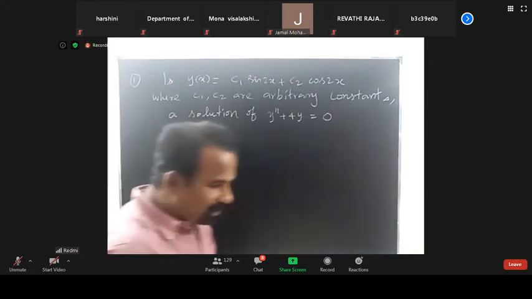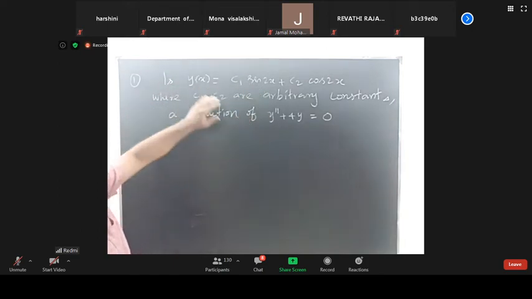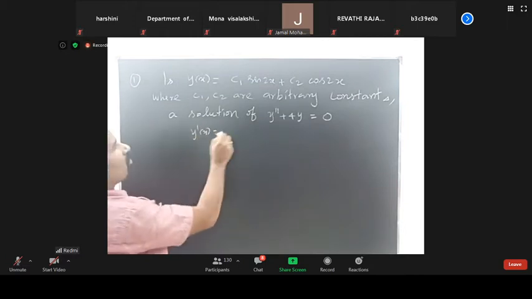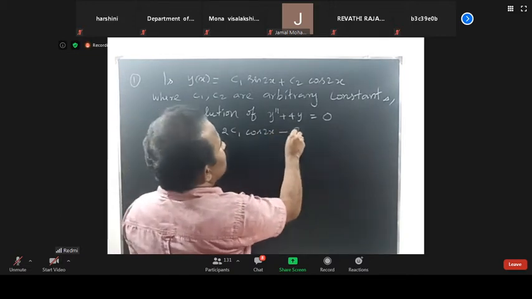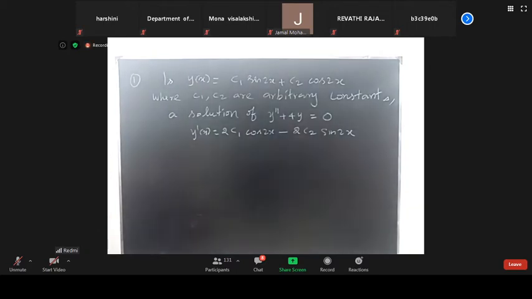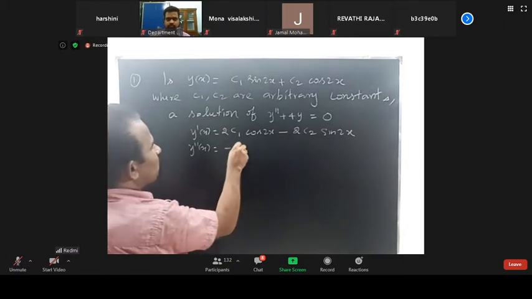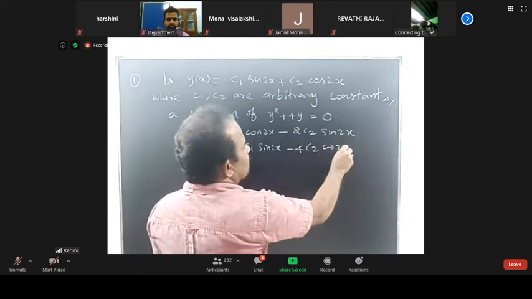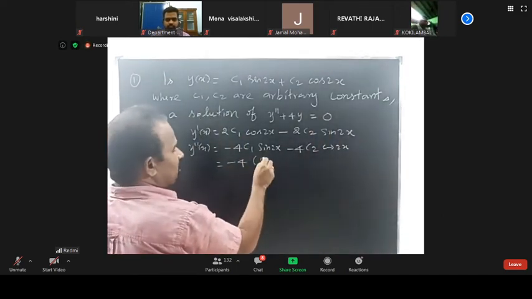Okay. So we have to check whether this is a solution of this differential equation. So we have to find y dash of x, y dash of x is equal to 2c1 cos 2x minus 2c2 sin 2x. Y double dash of x is equal to minus 4c1 sin 2x minus 4c2 cos 2x. This is nothing but minus 4 times again y of x.